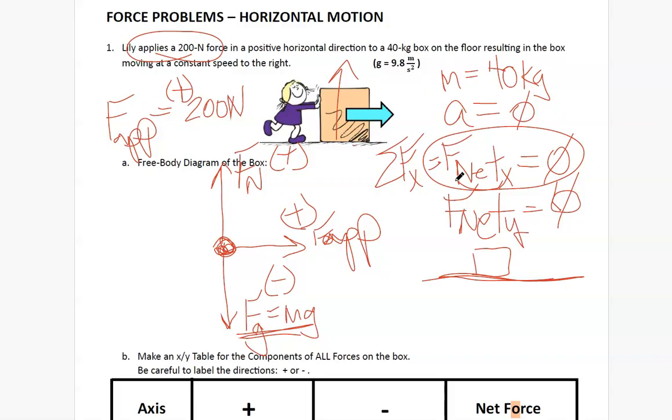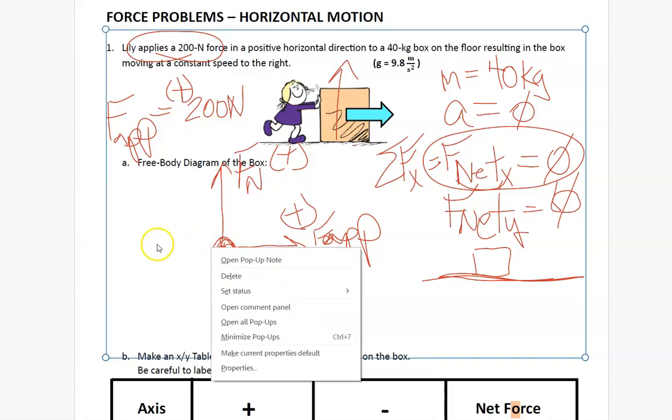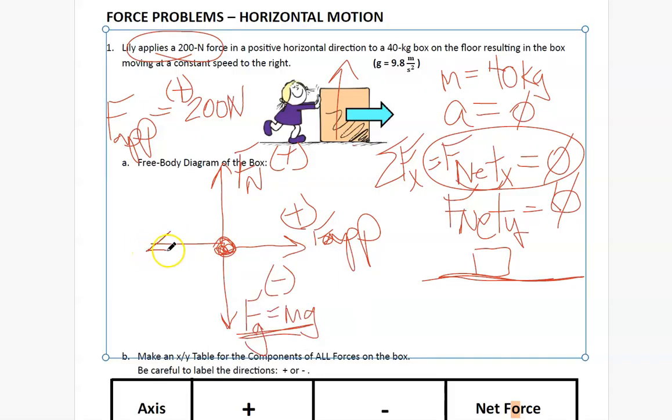But we only know about the applied force. If the applied force is the only force, that box should be accelerating. It should be going faster and faster and faster, but it's not. It's moving at a constant velocity, which means there must be a balancing force that completely balances the applied force. It has to be something in the opposite direction of the applied force with the same size.